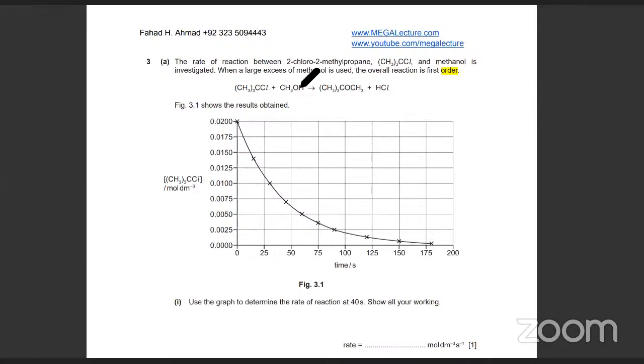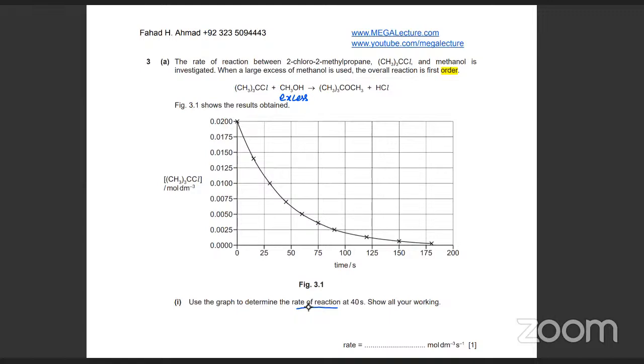Achha, first thing, when you use a large excess of methanol, that basically means you're keeping methanol's concentration constant. So when he says the overall reaction is first order when a large excess of methanol is used, that basically means the order is for this chloroalkane only. इसके लिए होगा only for the chloroalkane because methanol is being kept constant. But anyways, first thing, at 40 seconds you need to figure out the rate of the reaction. So how would you find the rate of the reaction? You're going to draw a gradient at 40 seconds.